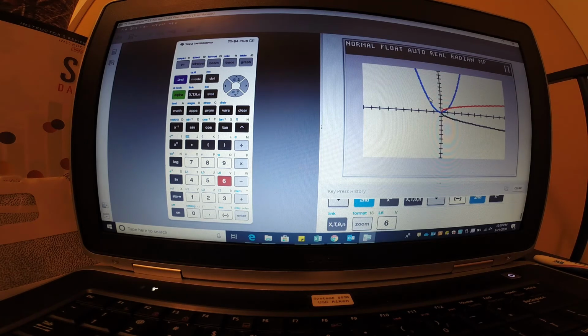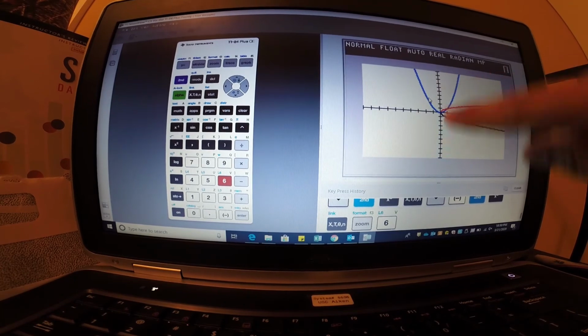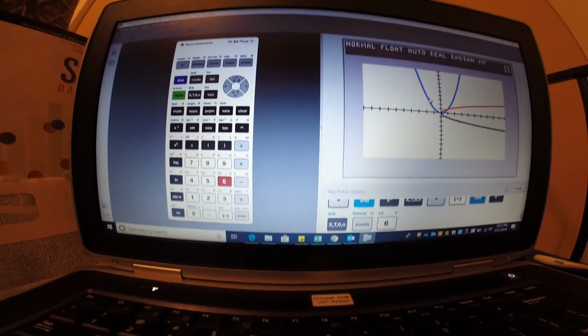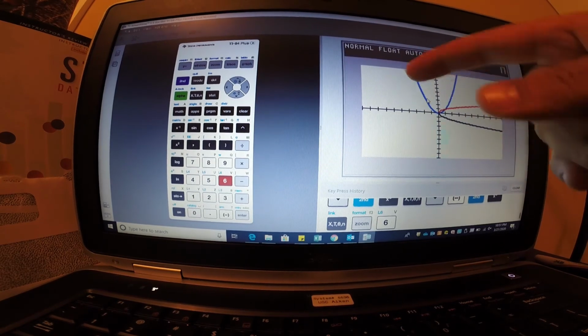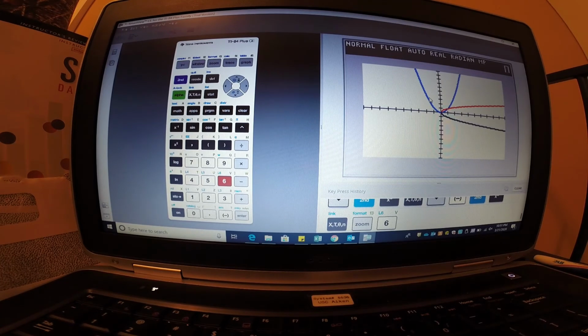But here's the big but. If we limit the domain of our original function, this blue function here, to be greater than or equal to 0, that means we're not looking at this left-hand side of this function right here. We're just looking at this right-hand side.